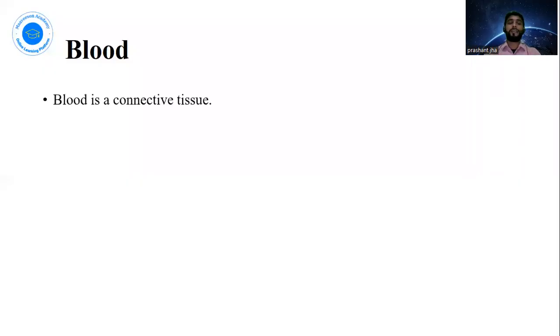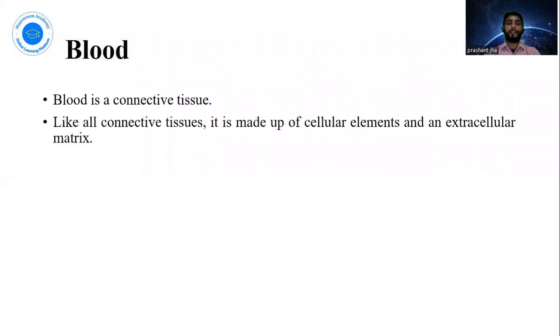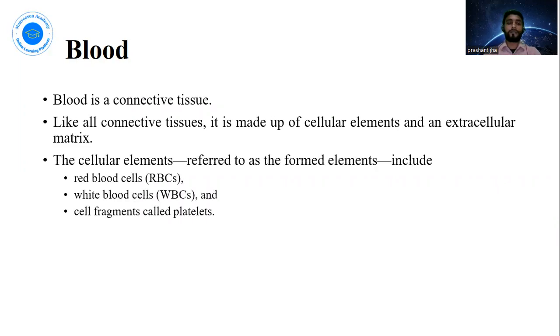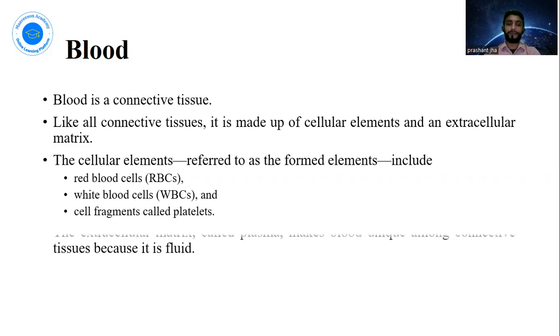So what is blood? Blood is defined as a connective tissue. Like all the connective tissue, it is made up of cellular elements and an extracellular matrix. The cellular elements are referred to as the formed elements. It includes RBC, WBC and platelets.